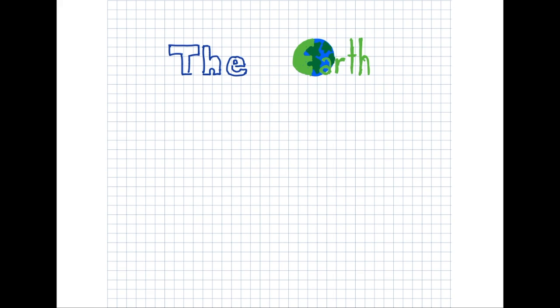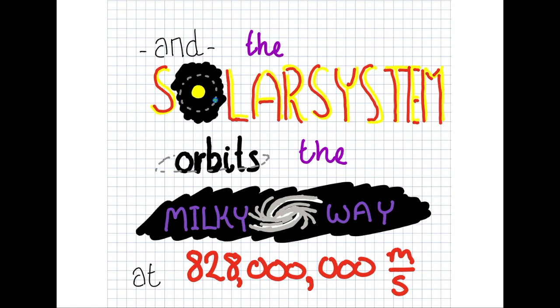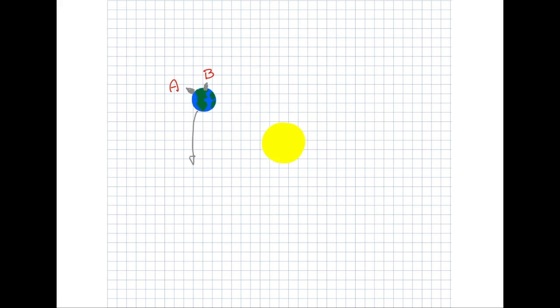Well, technically the Earth orbits the Sun at 30,000 meters per second, and the solar system orbits the Milky Way at 828 million meters per second. So does Sticky really only travel 7 squares? Let's visualize this. We have the Earth and the Sun. Point A and point B are both on the Earth's surface and travel around the Sun with the Earth.